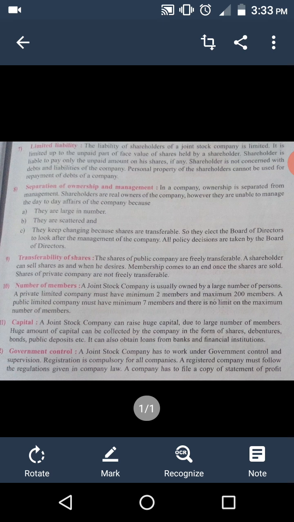First of all, what is meant by liability? Liability is the ability to pay debts and loans. The liability of a shareholder of a joint stock company is limited. Then how is the liability limited?